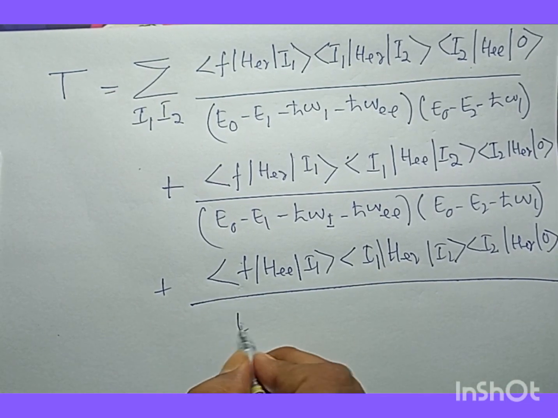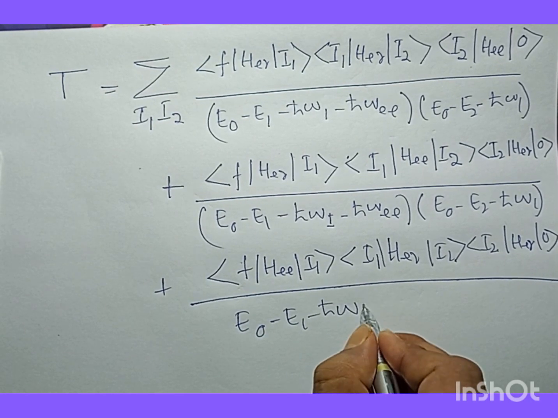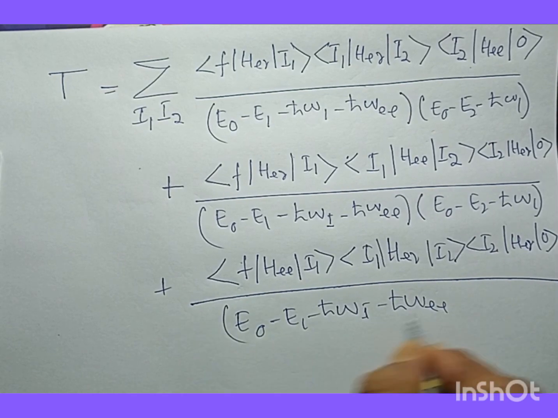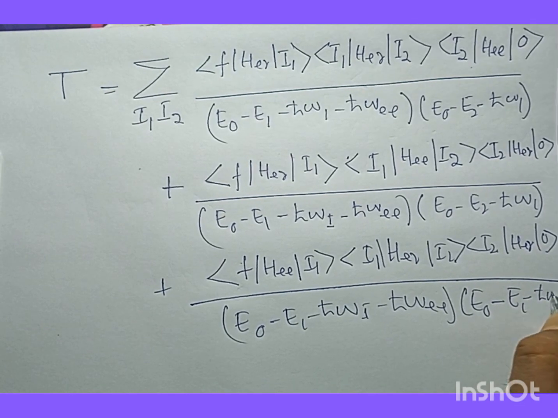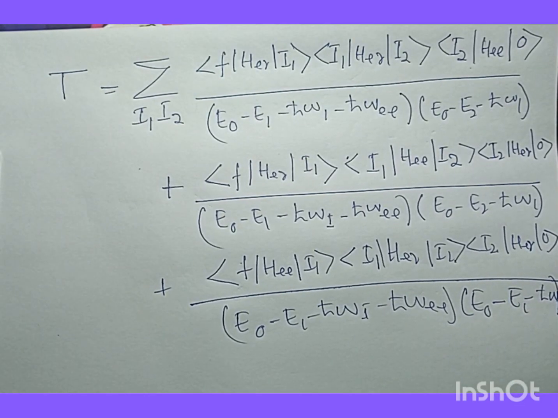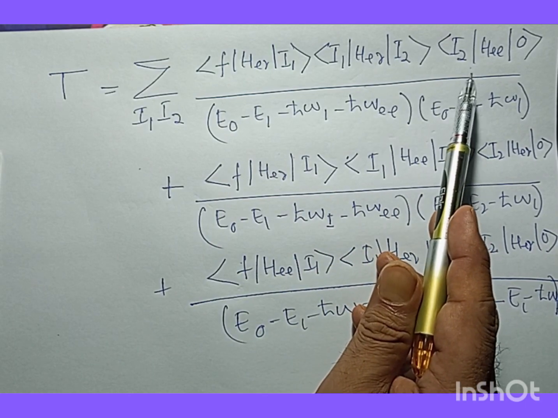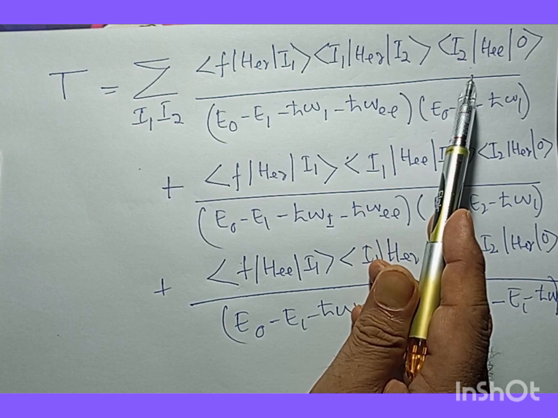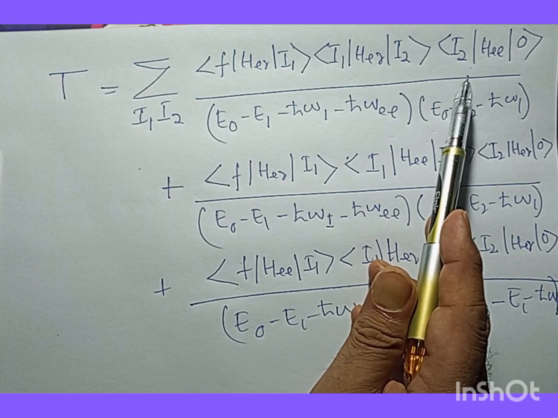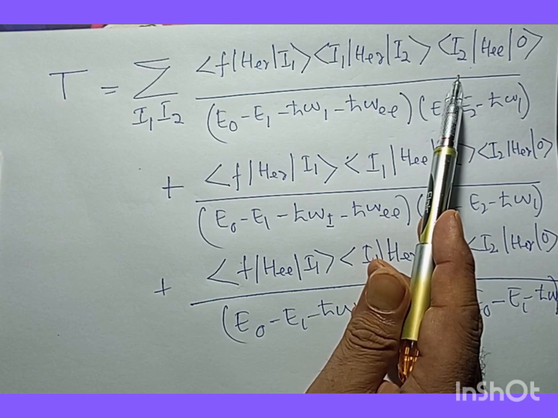Divide by E naught minus E1 minus H cross omega I minus H cross omega EE times E naught minus E2 minus H cross omega I. So what we have here is this HER and this HEE. This HEE is the interaction Hamiltonian between the electron and some specific elementary excitation of interest, depending on the situation, what kind of interaction is taking place.